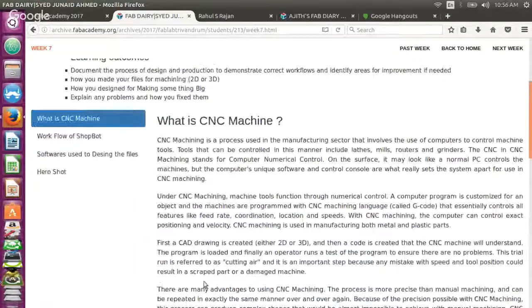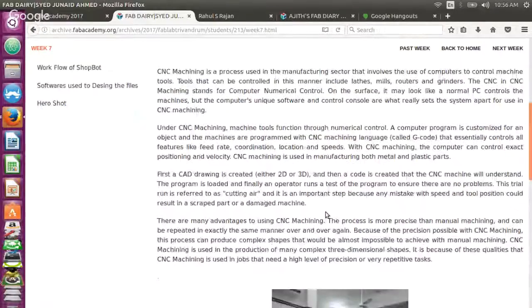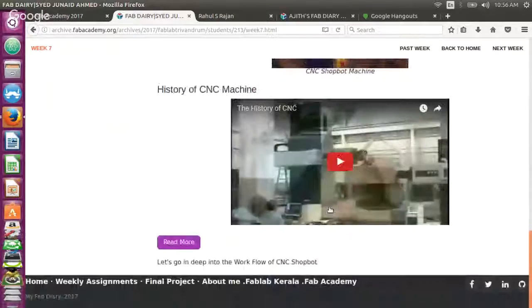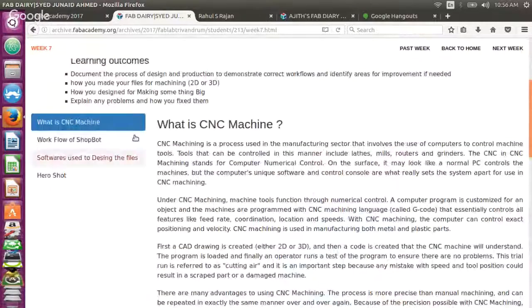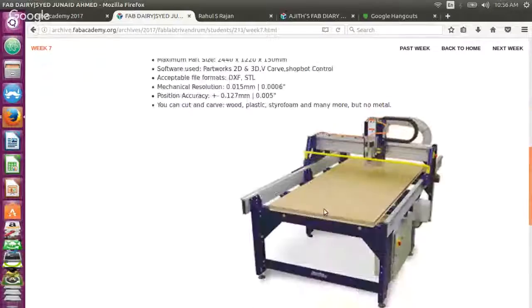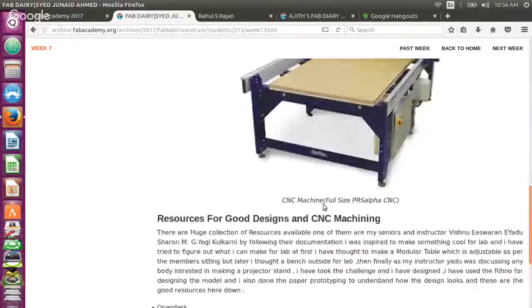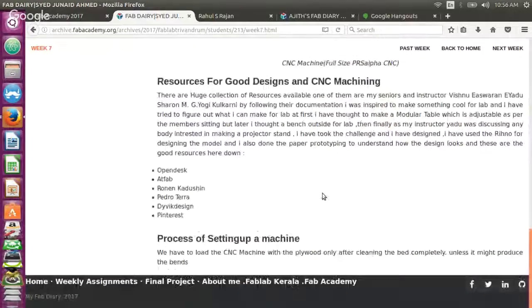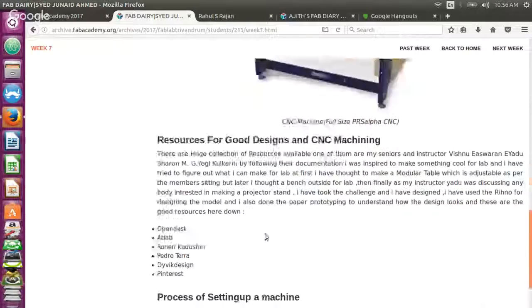Yeah, it's quite impressive, how you briefed about the history and everything. Well documented. I looked around Wikipedia and some other good websites where the illustration is good. I read it and reframed it. There's a workflow of the ShopBot. I have started explaining about ShopBot, but my documentation is not yet perfect. I will update it today, including resources and the process of setting up the machine.